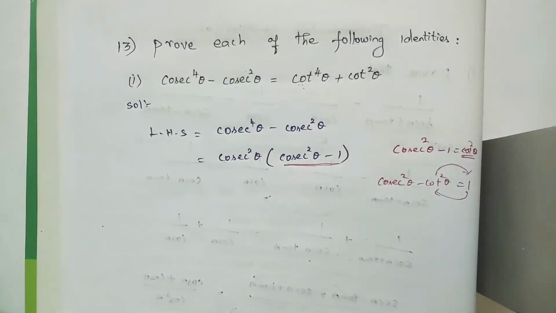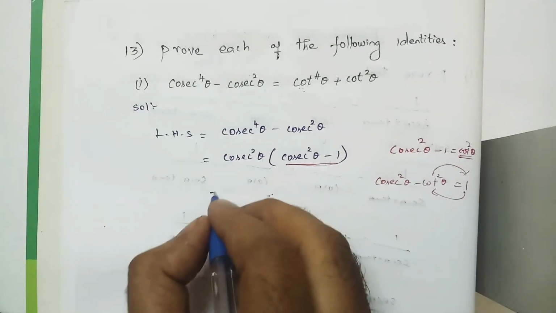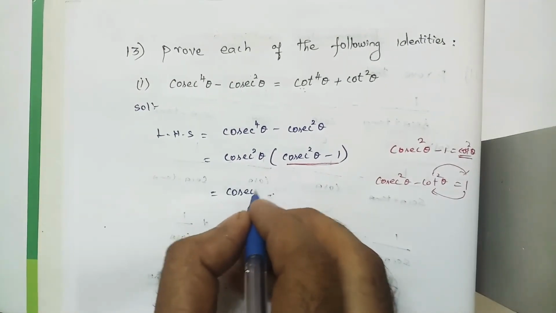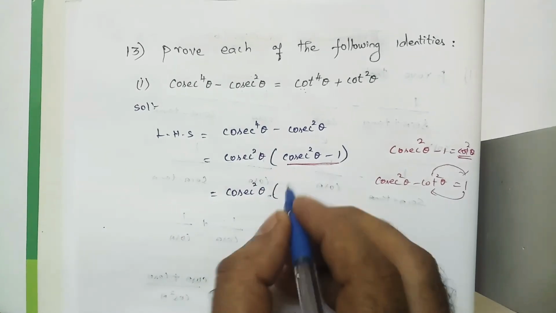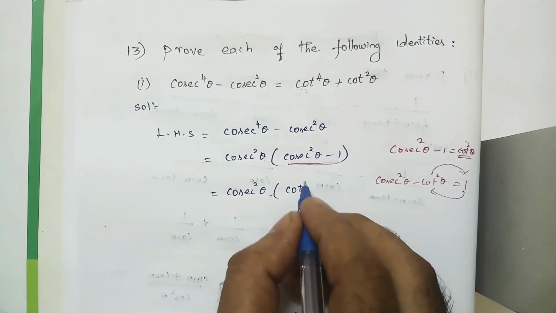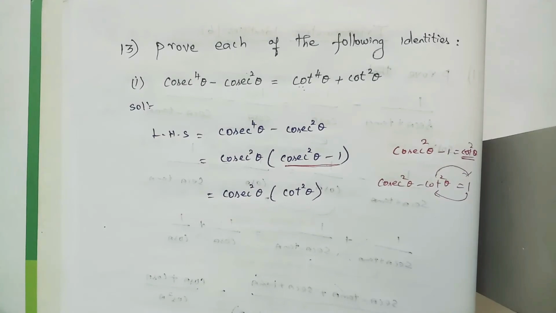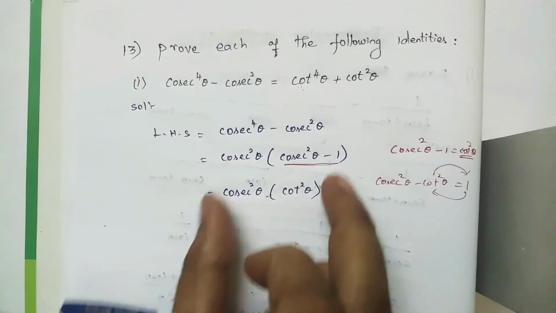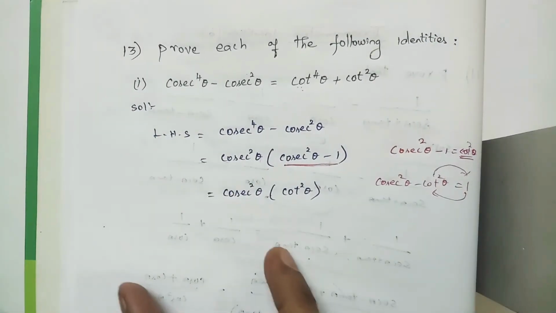Cot square theta. So instead of this cosec square theta, we have cosec square theta into cot square theta. Now you can stop here itself, take the RHS and simplify, and you will get the answer.